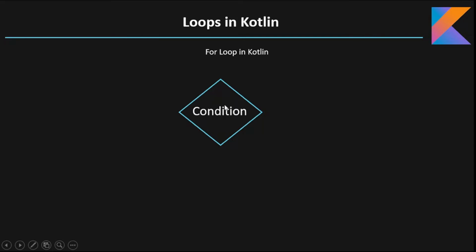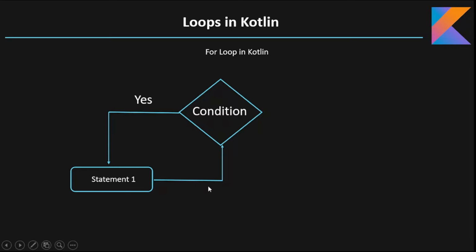In Kotlin, first of all we check the condition. Then, if the condition is true, we execute the block of statements. Then we again check the condition by increasing the counter variable. There should be one counter variable in the case of a for loop, otherwise some condition. After increasing the counter variable, we check the condition again, and after that we execute the block of code again.